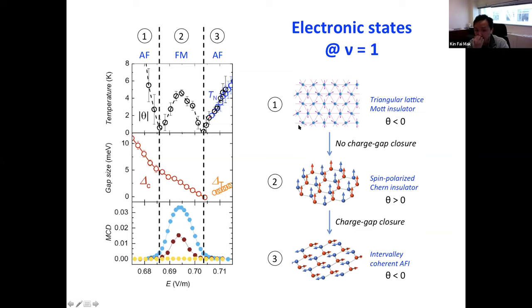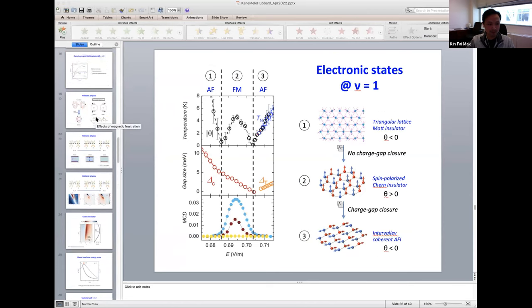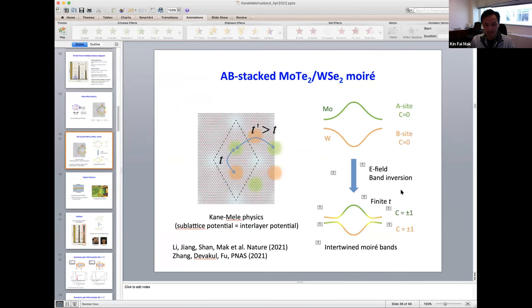Mm-hmm. So let me just go back to here. As far as we understand, this picture works pretty well for this system. You have the Moly band and the tungsten band. When you increase the electric field, you cause a band inversion. And at that point, some of the holes will be transferred to the tungsten layer, right? At the beginning, all the holes will be in the Moly layer. But with an electric field, some of the holes will be transferred to the tungsten layer.